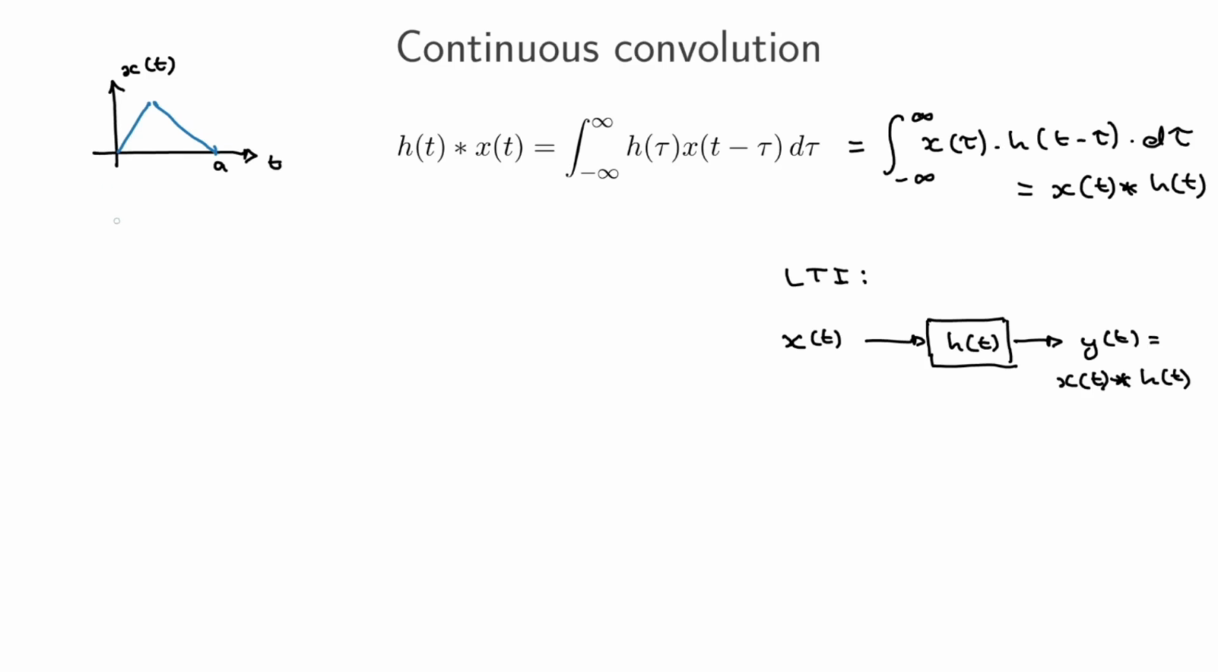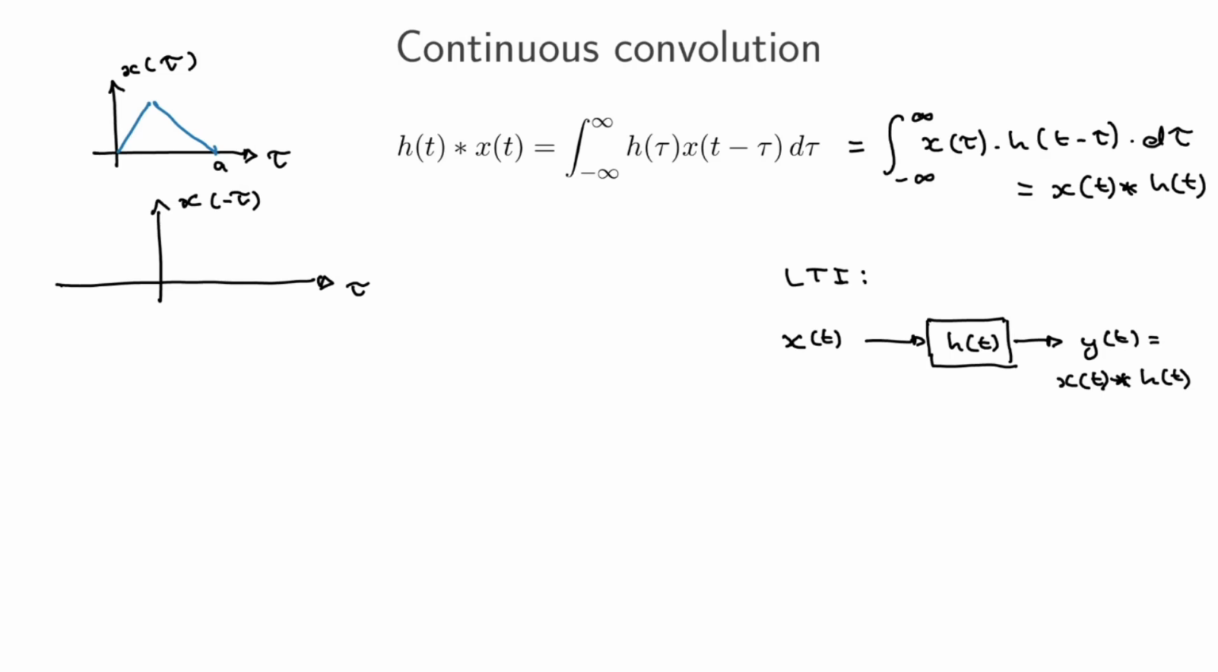So this is x(t). X(tau) would look exactly the same, except instead of t we have tau. Okay, so x(tau). And here we've got a tau. Okay, what does x(minus tau) look like? What does that look like?